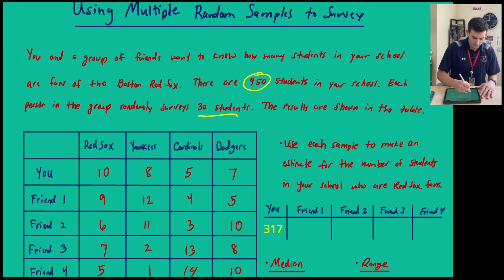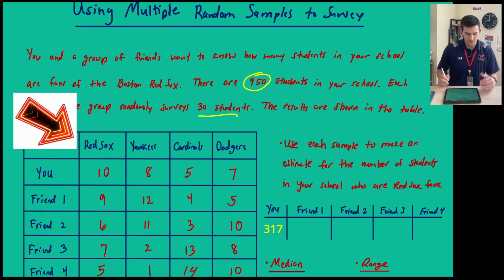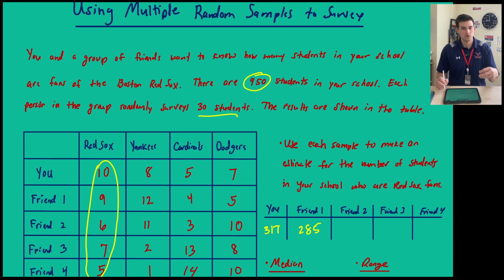So now let's stick with this column of Red Sox, and let's do that same percentage and multiply by the total for each of our friends. So we had 9 out of 30, which is 0.3, or 30%. And now we can multiply that by 950, and that would tell us 285. So according to friend number 1's survey results, 285 of the 950 students would be Red Sox fans.